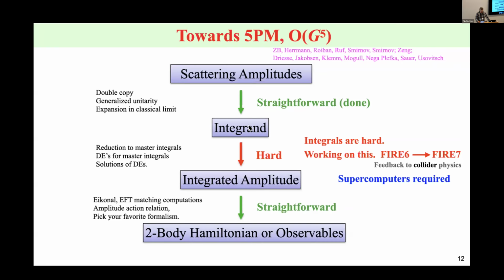Now the hard step is right here. We have a bunch of integrals. I'll show you what some of these integrals look like. In principle, the computer codes used in collider physics by theorists making predictions with Feynman diagrams, there's a program called FIRE that's used. In principle, you can apply it just here, except for the problem that these integrals are really hard.